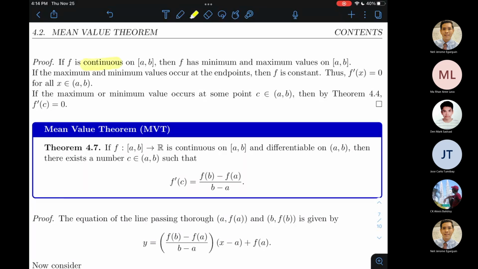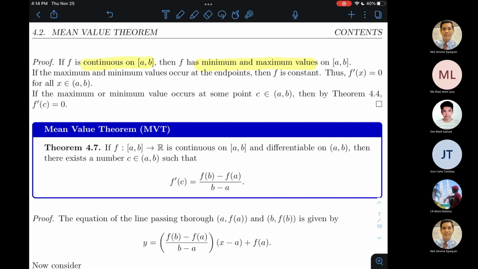Since f is known to be continuous on the closed interval [a, b], and the closed interval [a, b] is compact, then f will have a minimum and maximum value on the closed interval [a, b]. So yun yung pangako ng EVT. All right? So may dalawang cases. Number one, the maximum and minimum values occur at the endpoints or they don't. Okay, so yun yung dalawang cases.